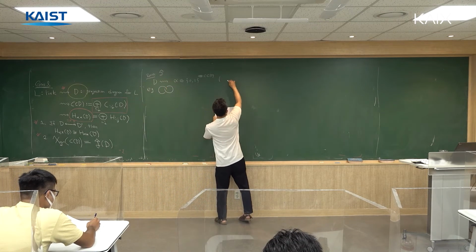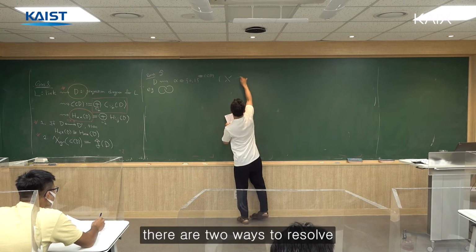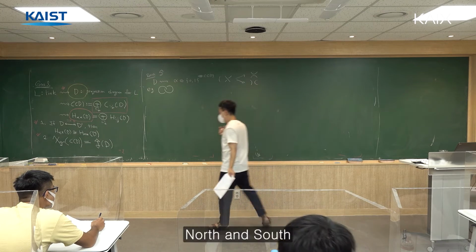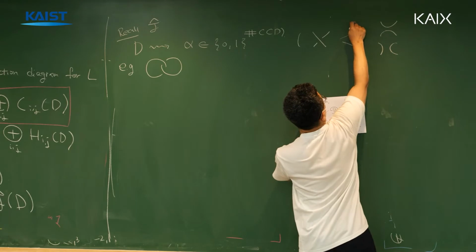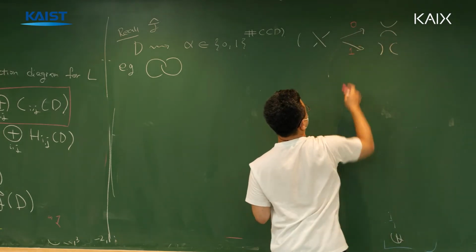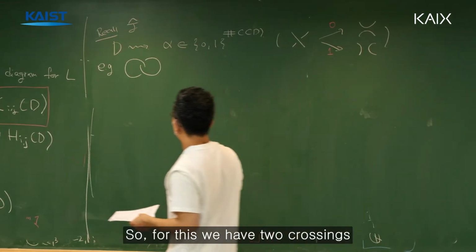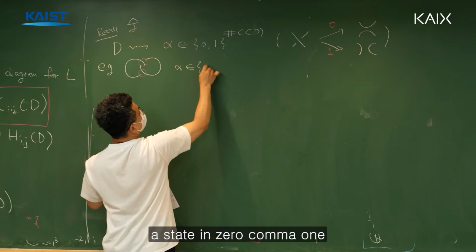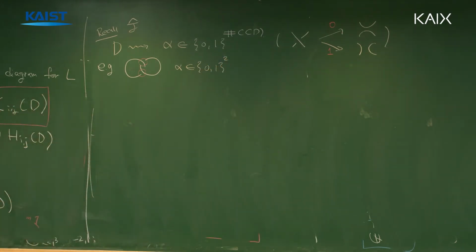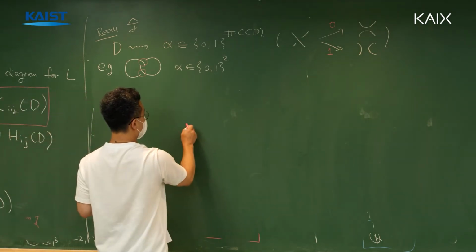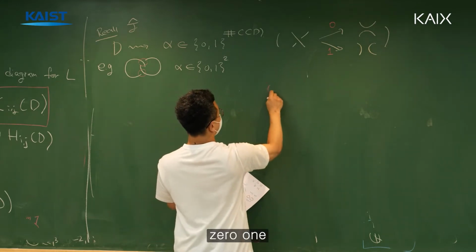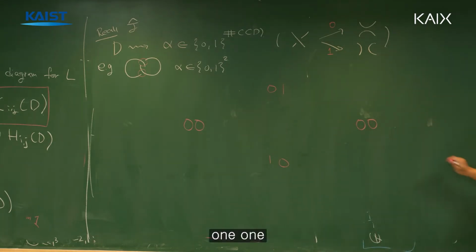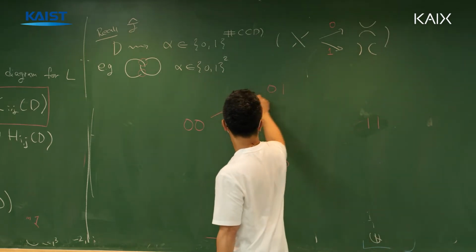also remember that when you have a crossing like this, there were two ways to resolve it, either north-south or west-east. North-south we labeled with 0, and west-east we labeled with 1. So for this, we have two crossings, so we'll be taking a state in 0, 1 to the power of 2. So there are 4 vertices: 0 0, 0 1, 1 0, and 1 1. They're connected like this.